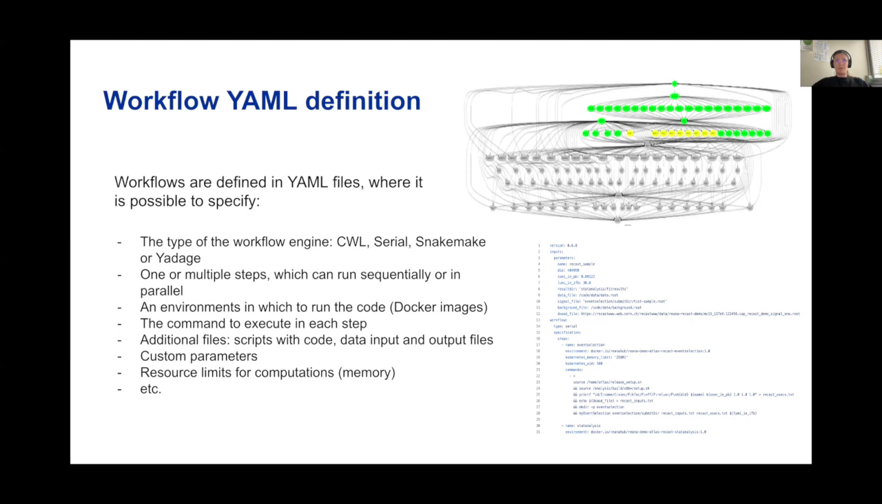Data analysis workflows are defined in YAML files, where it is possible to specify the type of the workflow engine, one or multiple steps, which can run sequentially or in parallel. On the top right, you can see a directed acyclic graph of a workflow, which has both sequential and parallel steps. It is also possible to specify a Docker image, the command to execute, additional files, custom parameters, resource limits, and so on.